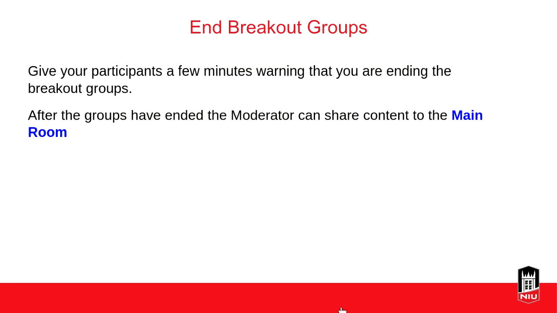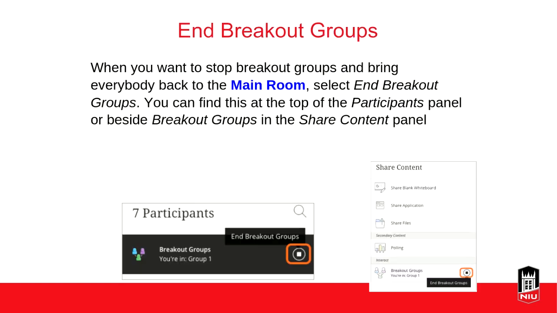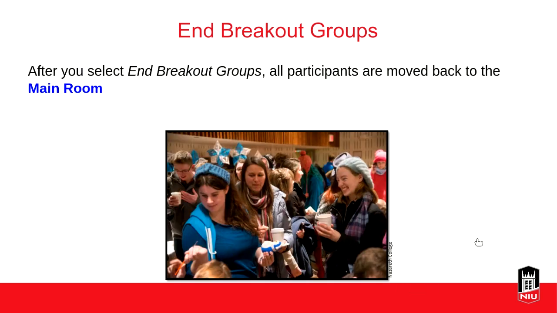All right, so for all the groups that have ended, the moderator can share content in the main room if they have posted content. And once again, when you want to end the breakout groups and bring everyone back to the main room, you would select this End Breakout Groups button up here. You'll find this at the top of the participants panel or beside the breakout groups, that same area that I showed you before several times, and it will end the group. And then they will see that they're being brought back to the main room. So after you end the groups, all the participants have returned to the main room.